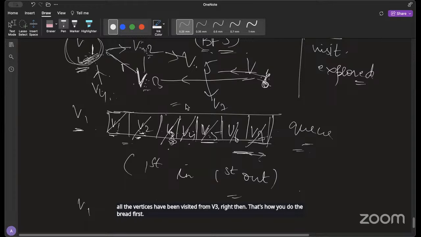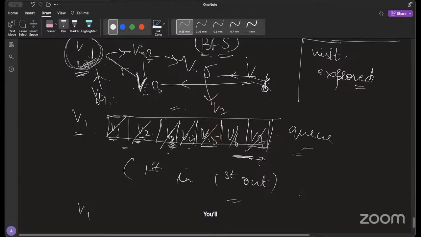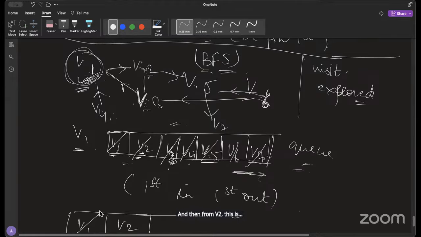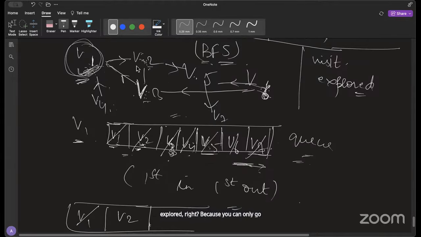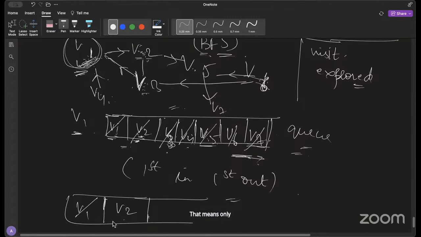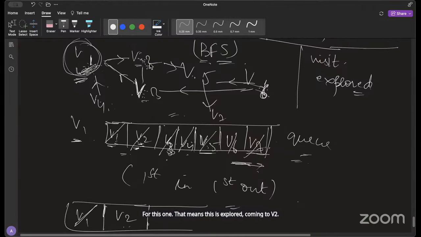If you start for this undirected graph, let's say from V1, from here you can go to V2, that's it, right? So V2 is only there. And then from V2, this is explored, right? Because you can only go to one vertex, V1. You can't go to V3, can't go to V4, and other vertices also you can't go. That means only V2 is there for this one. That means this is explored. Coming to V2, you have V5.